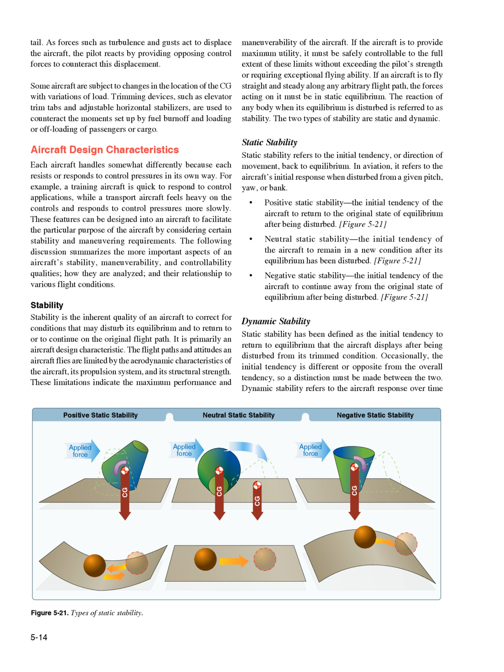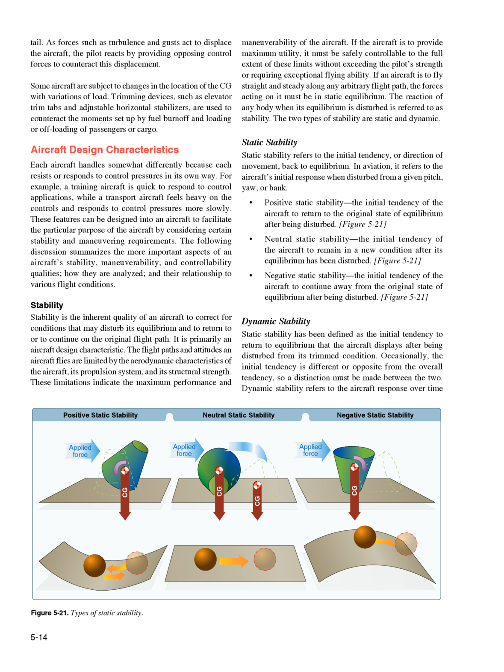Aircraft design characteristics. Each aircraft handles somewhat differently because each resists or responds to control pressures in its own way. For example, a training aircraft is quick to respond to control applications, while a transport aircraft feels heavy on the controls and responds to control pressures more slowly. These features can be designed into an aircraft to facilitate the particular purpose of the aircraft by considering certain stability and maneuvering requirements. The following discussion summarizes the more important aspects of an aircraft's stability, maneuverability, and controllability qualities, how they are analyzed, and their relationship to various flight conditions.